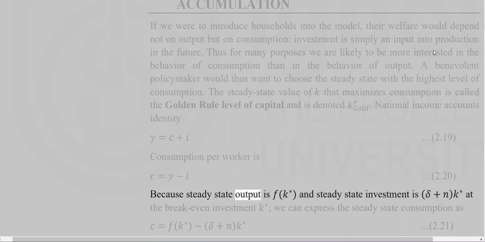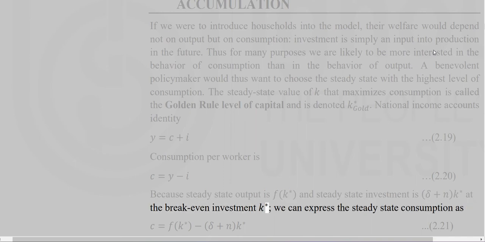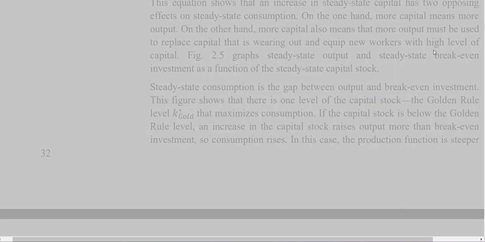Because steady-state output is f(k*) and steady-state investment is (δ + n)k*, the break-even investment, we can express the steady-state consumption as c* = f(k*) − (δ + n)k*, equation 2.21. This equation shows that an increase in steady-state capital has two opposing effects on steady-state consumption.